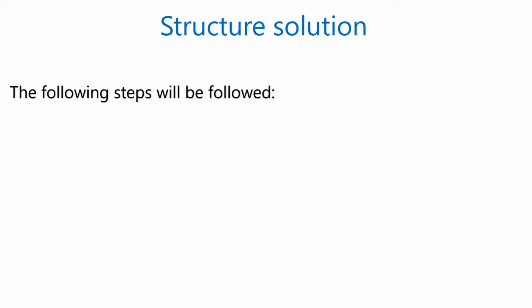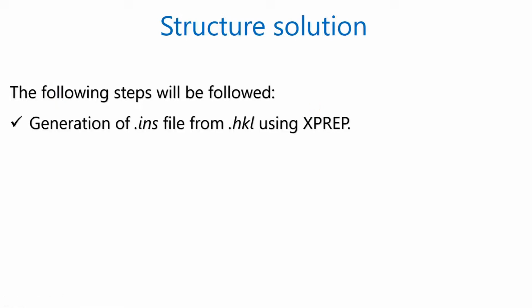Let's come to the structure solution part. I divide the structure solution part into 4 steps. The first step is generation of the .ins instruction file from the .hkl reflection file using XPREP. Since I do not have the .ins file, I have only the .hkl file and certain information about the cell parameters, so I will use the .hkl file to generate the .ins file using XPREP.